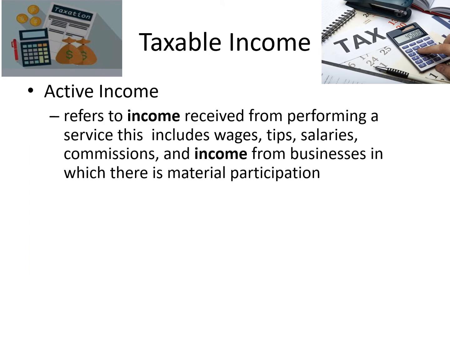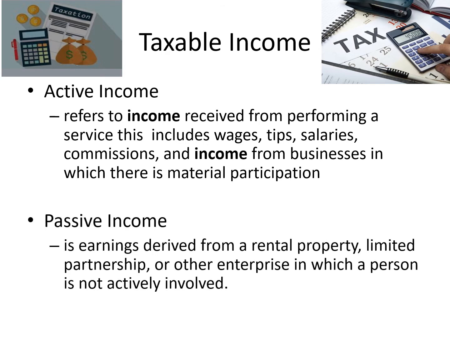Next. What are now the different kinds of income tax? We have the active income. Active income refers to the income received from performing services. Like for example, wages, tips, salary, commission, and income from businesses in which you have material participation. So meaning you were acting or doing something for you to earn. Like when you go to work, you do work. So these are wages. When you do haircuts, you usually get fees or tips from that, and then the salaries and commission. So meaning active income is the one where you are performing something to earn the money.